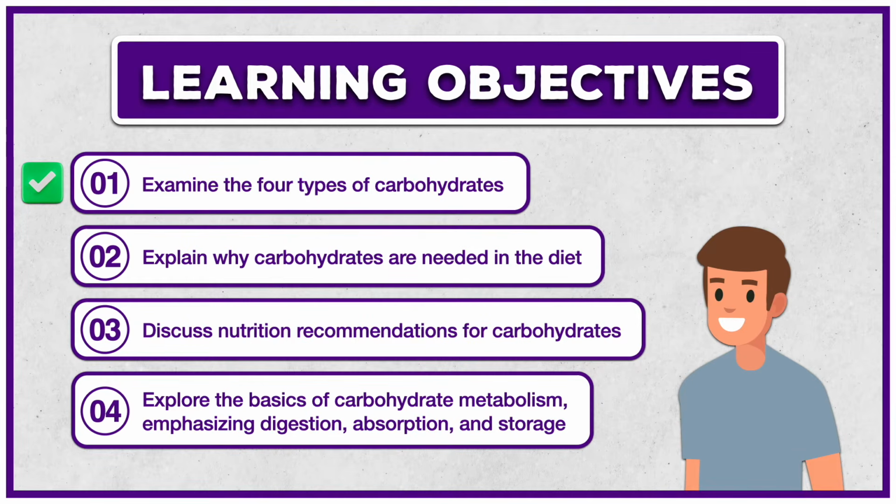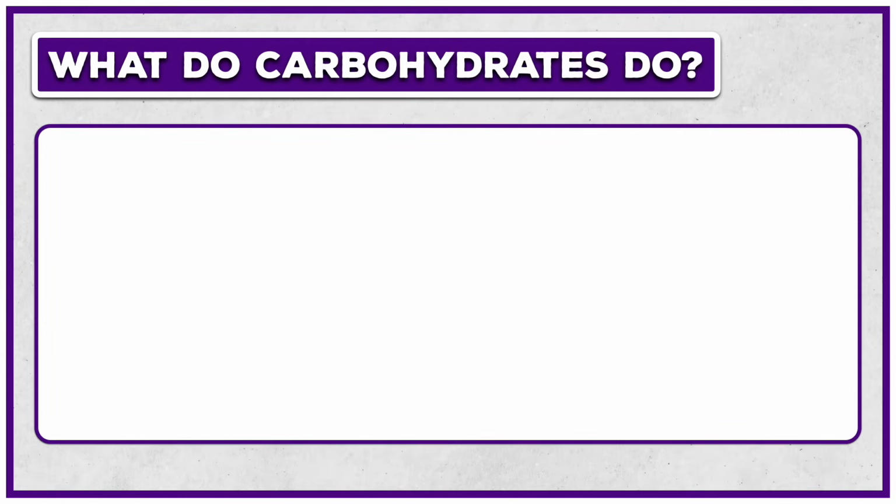Okay, that completes the first learning objective. Examine the 4 types of carbohydrates. Now I'll explain why carbohydrates are needed in the diet. For this section, we're asking ourselves, what do carbohydrates do?